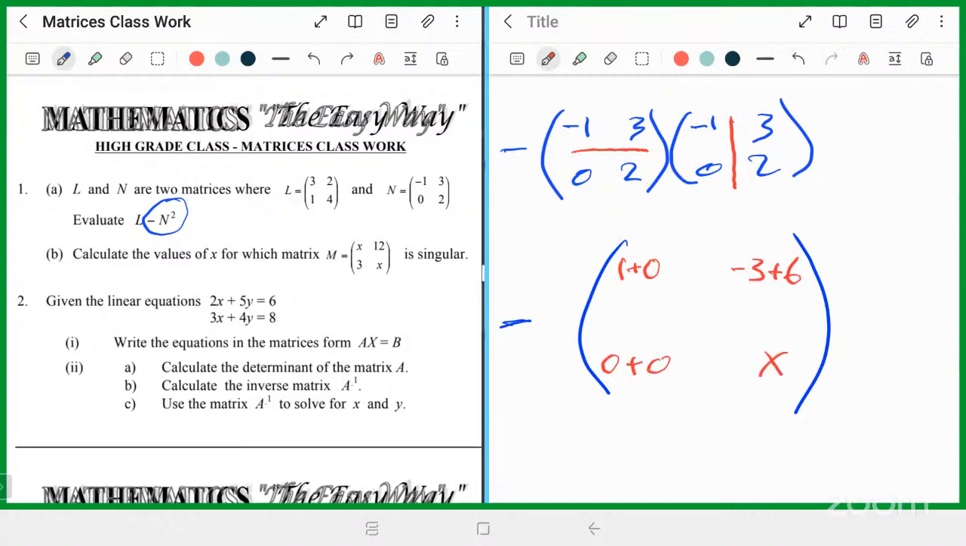Then the last value is positioned in the second row and the second column, so we multiply the second row by the second column. The same thing: first element in the row by the first element in the column, second element in the row by the second element in the column. So it becomes 0 times 3 and 2 times 2. 0 times 3 is 0, and 2 times 2 is 4.